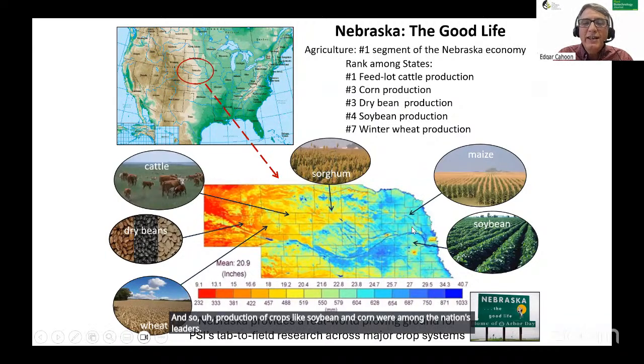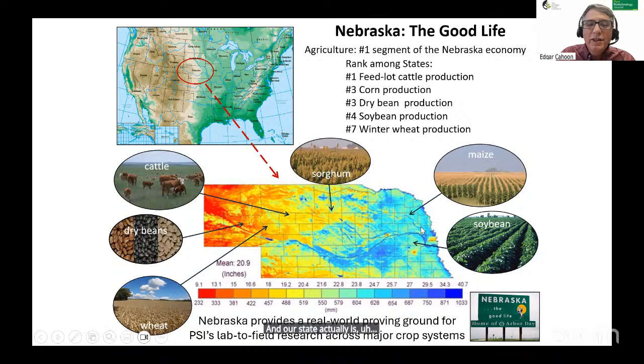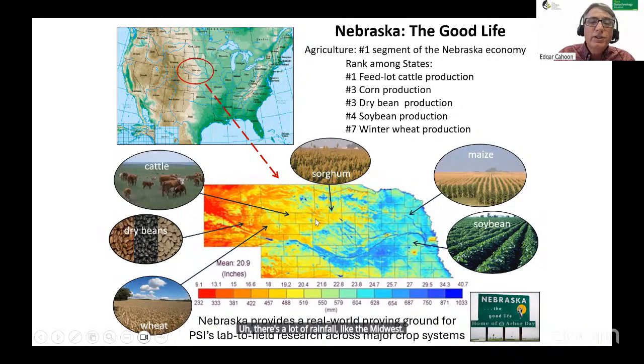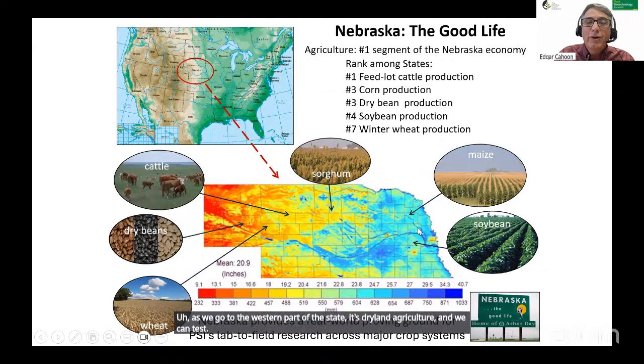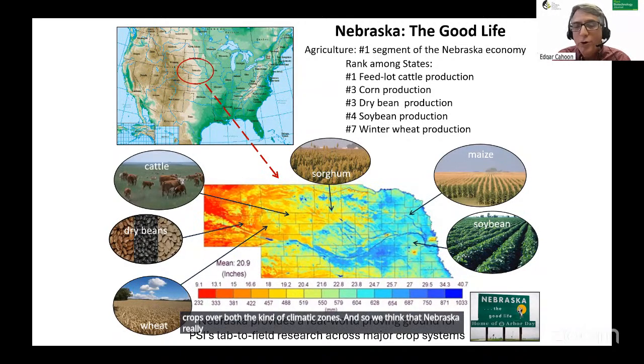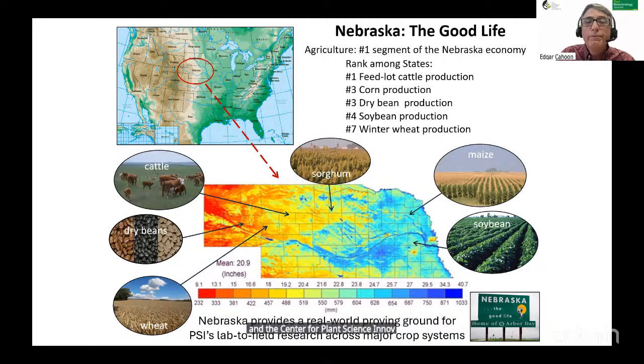And our state is, we call it a living laboratory for water relations, because in the eastern part of the state, there's a lot of rainfall, like the Midwest. As we go to the western part of the state, it's dry land agriculture, and we can test crops over both climatic zones. And so we think that Nebraska really provides a real world proving ground for the type of research that we do in the Center for Plant Science Innovation and in my lab.